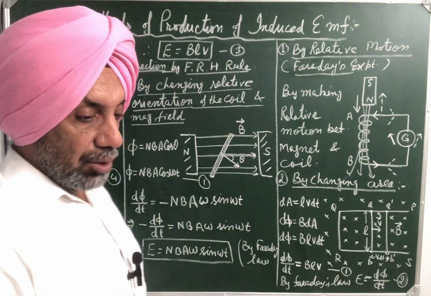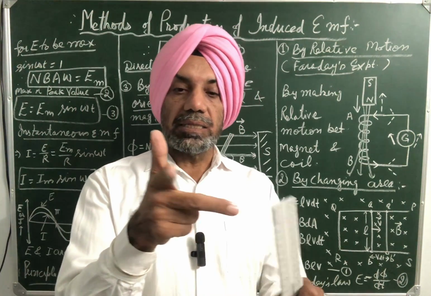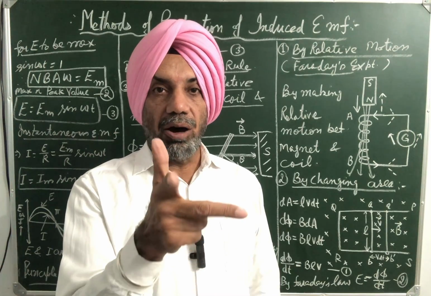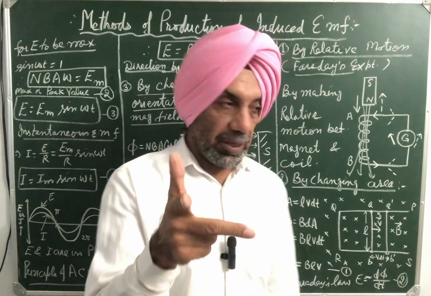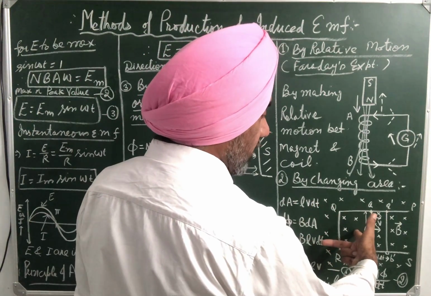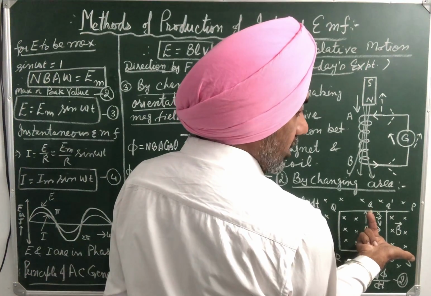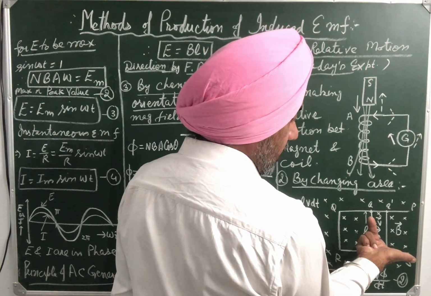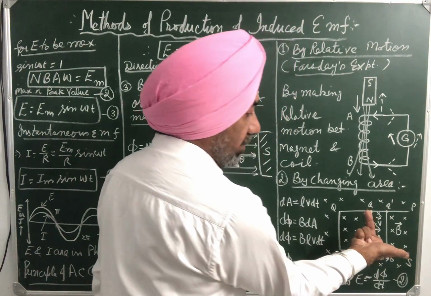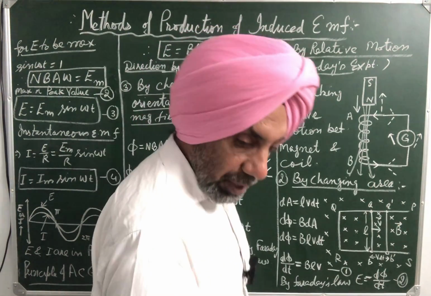So what is Fleming's right hand rule? Stretch your right hand so that the first finger, central finger and thumb are all mutually perpendicular to each other. Now if the first finger points in the direction of the magnetic field, the thumb gives the direction of motion of the conductor AB, and then the central finger will give you the direction of induced EMF, that is from B to A.